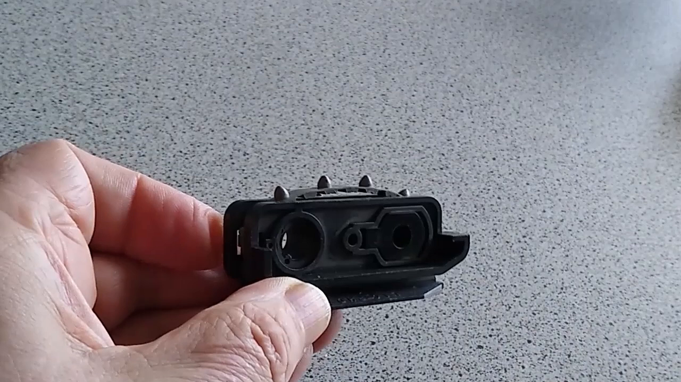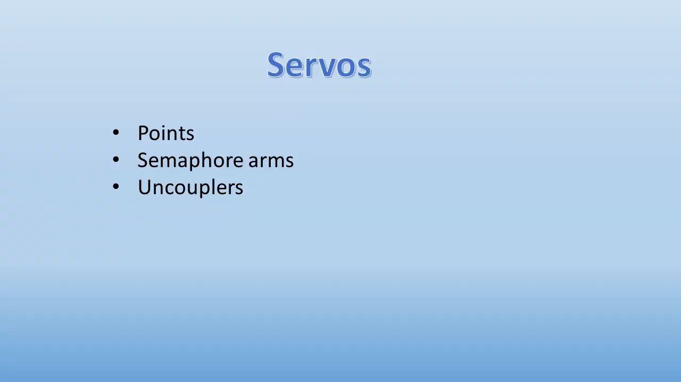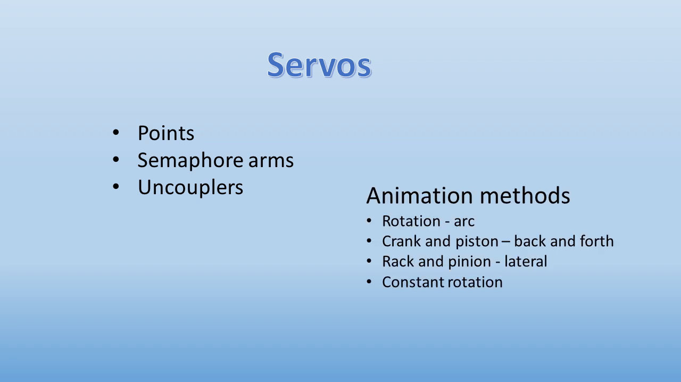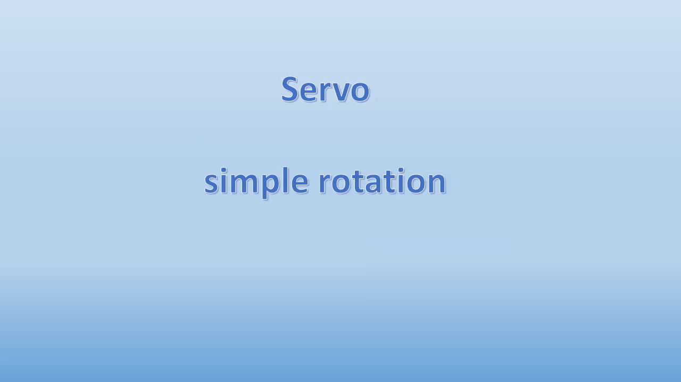But a very commonly used method is with servos. We use them for operating points, semaphore arms, uncoupling mechanisms, etc. But they've a lot to offer in the field of animations. There are lots of ways that they can be used, but we'll start with simple rotation. Making the servo arm move through an arc movement allows us to do all kinds of basic animations.